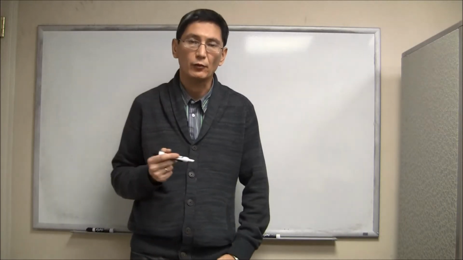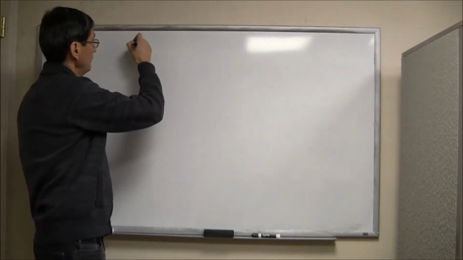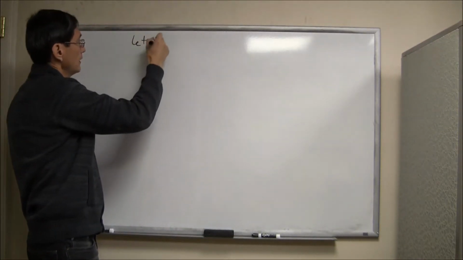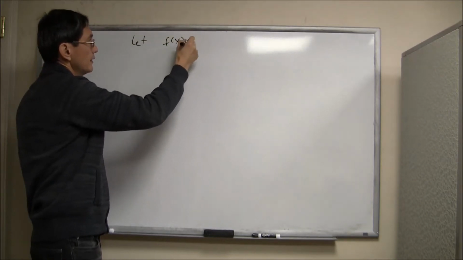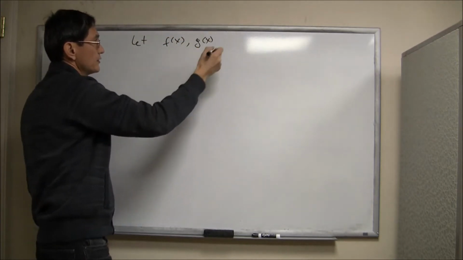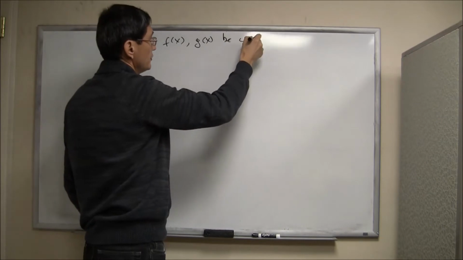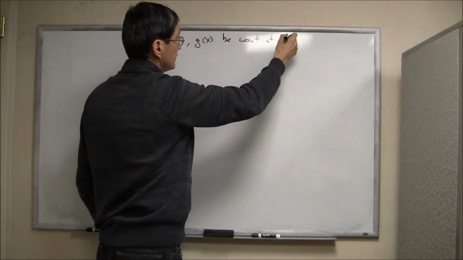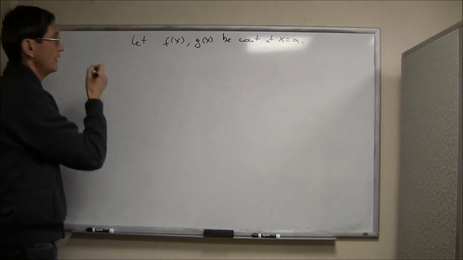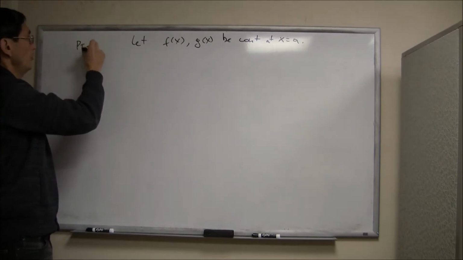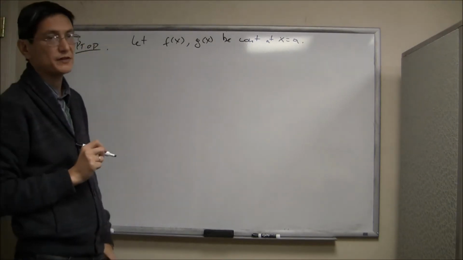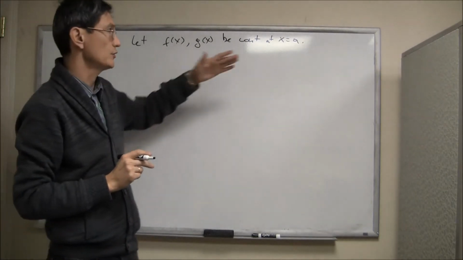So let's consider the following situation. We have two functions. Let f of x and g of x be two functions, continuous at x equals a. Then we're going to make the following proposition. So we have two functions which are continuous at a given point.